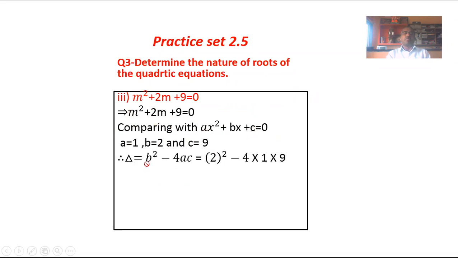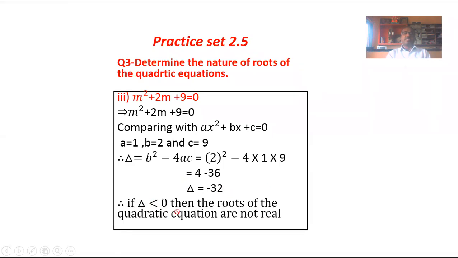First, to find the value of discriminant, delta is equal to b square minus 4ac. Therefore, the value of b is 2 square minus 4 into 1 into 9. 2 square is 4 minus 4 nines are 36. 4 minus 36 is equal to minus 32. Therefore, the value of delta, that is discriminant, is a negative number, less than 0. Hence, delta less than 0, then the roots of the quadratic equation are not real.